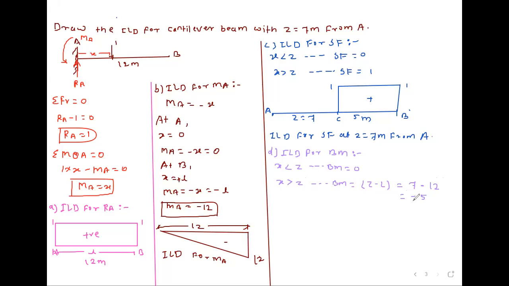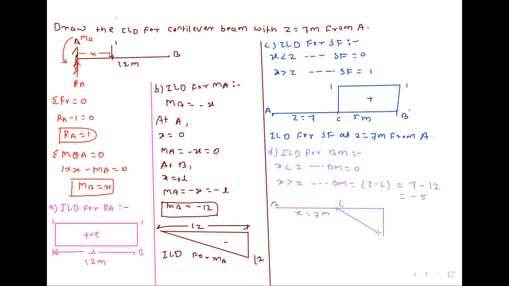So bending moment is equal to minus 5. Minus 5 indicates the diagram is below the baseline. So first we will draw the baseline. This is the A point, suppose here. Here the Z location is there, C point. This is Z which is equal to 7 meter. And here the minus 5 value will be there.